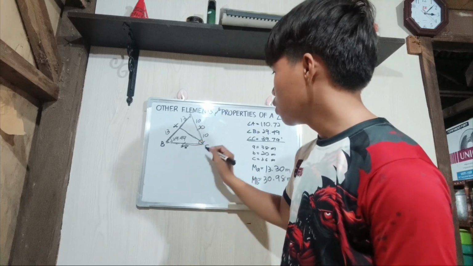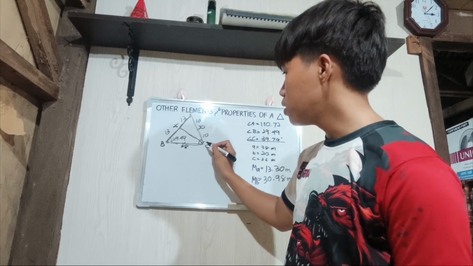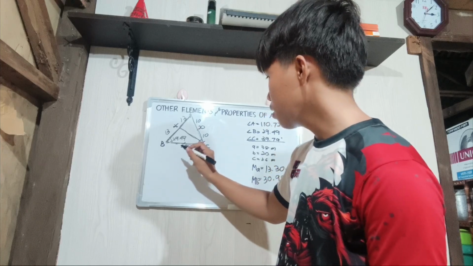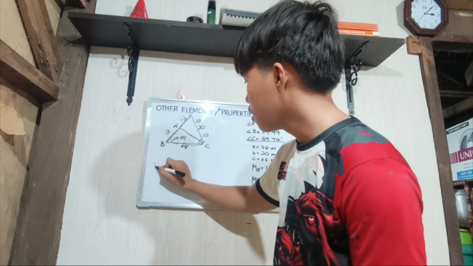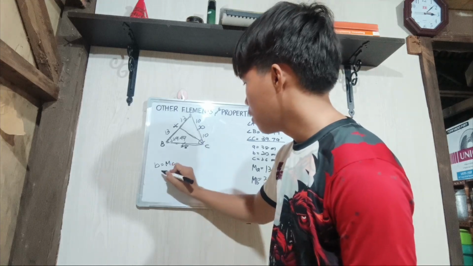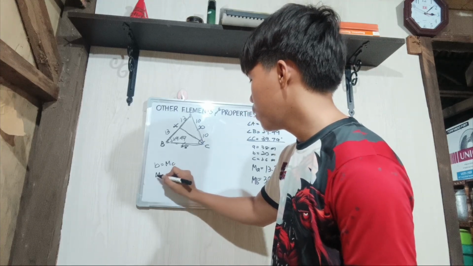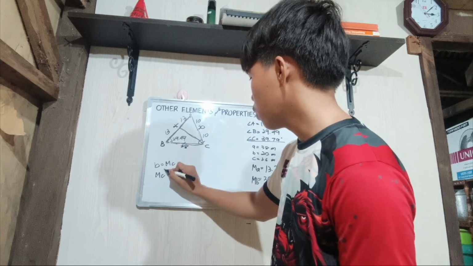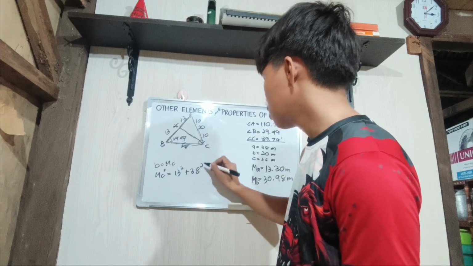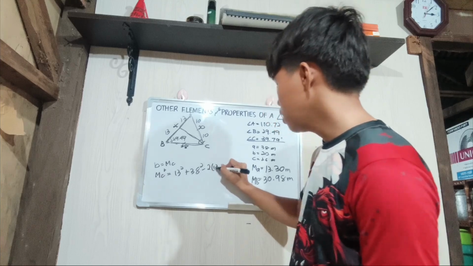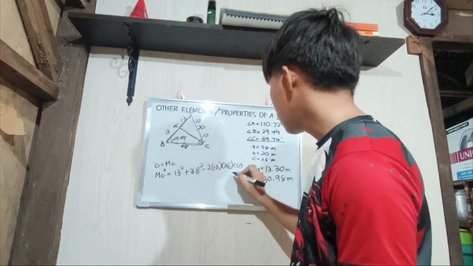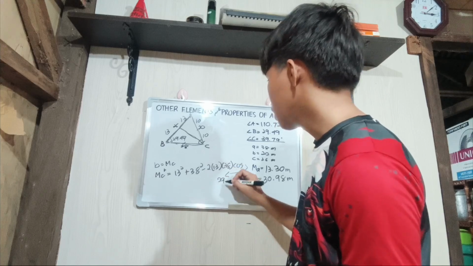Next, we're going to get the median of angle C by using cosine law. So let B be equal to median C. So median C is equal to the square root of 13 squared plus 38 squared minus 2 times 13 times 38 times cos 29.49.